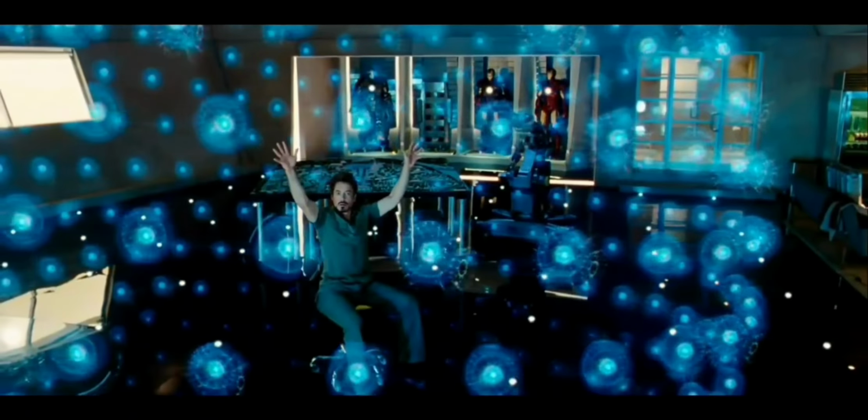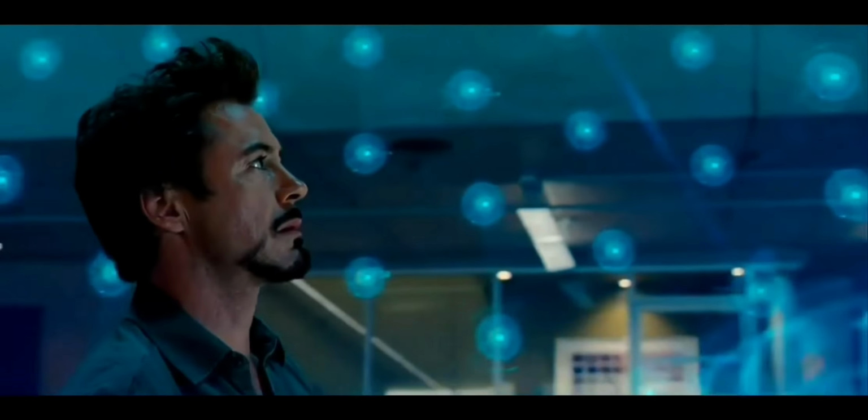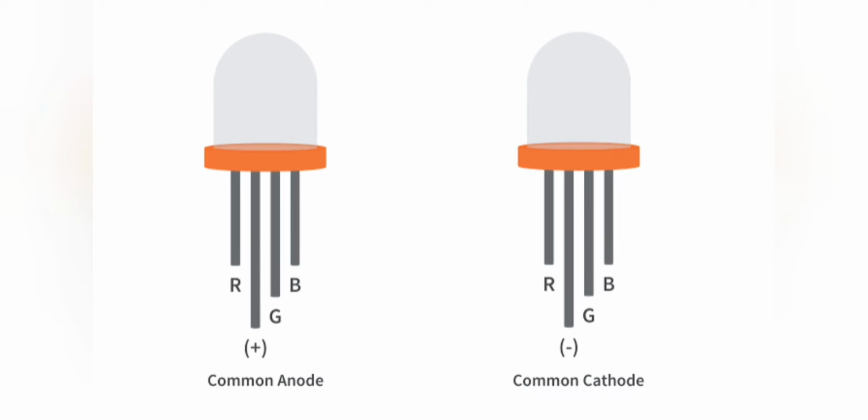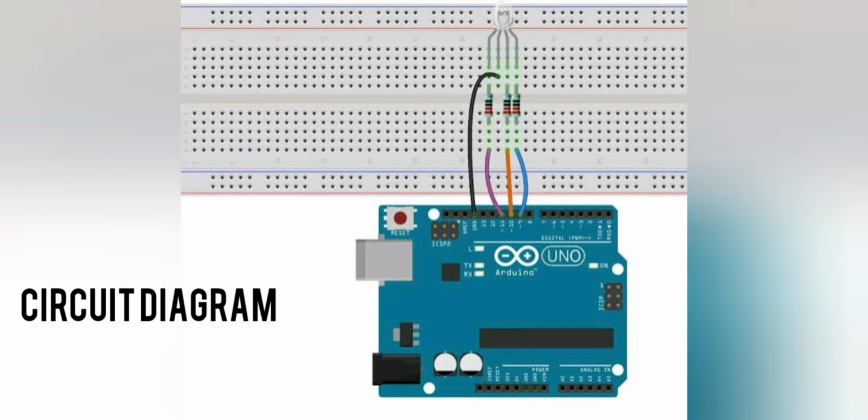Today we are going to learn how to change colors of LED using Arduino. Today we will be working with RGB LED which has got 4 terminals. There is a terminal for red color, green color and blue color, and the 4th terminal is for common anode or common cathode. So we have two types of RGB LEDs. Today we will be working with common cathode LEDs.